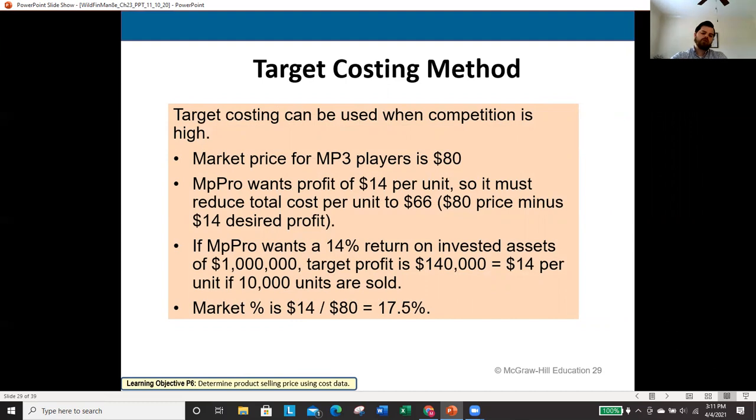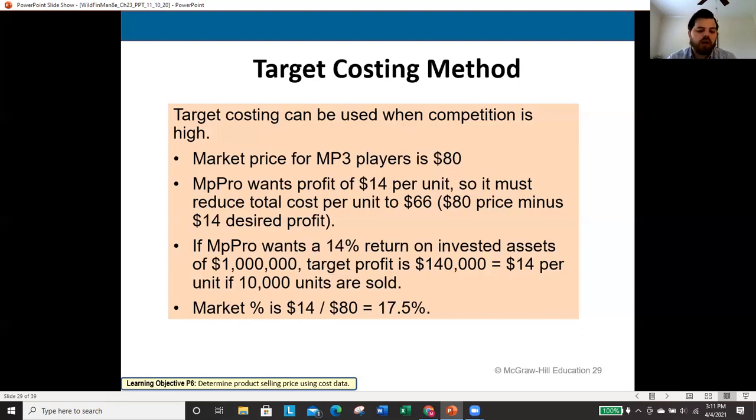So in this case, we're told the market price for an MP3 player is $80. Because I'm a price taker, I can't change that sales price. So if I want to determine the amount of profit I make, the only thing I can fix is my cost. In this case, MP Pro wants a profit of $14 per unit. So we must reduce total cost to $66, right? If I'm only able to sell at $80, I want a profit of $14. That means my cost cannot exceed $66.